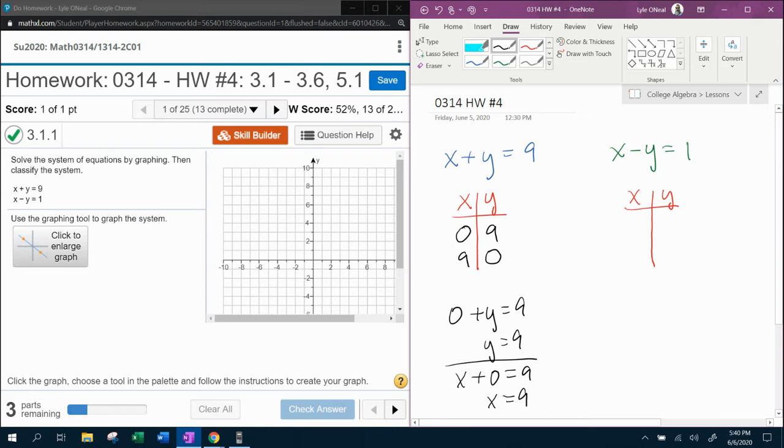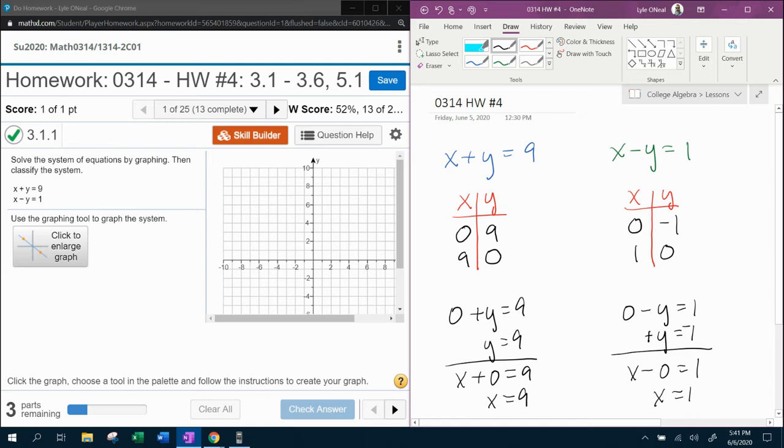For the other equation, we're going to let x be 0 one time and y be 0 one time. Here we go. 0 minus y equals 1. 0 minus y is going to be minus y equals 1. And then if I change the sign on one side, I have to change the sign on the other. So that gives me y is negative 1. Now, if I let y be 0, x minus 0 equals 1. x minus 0 is just x, and there the x-intercept is 1.